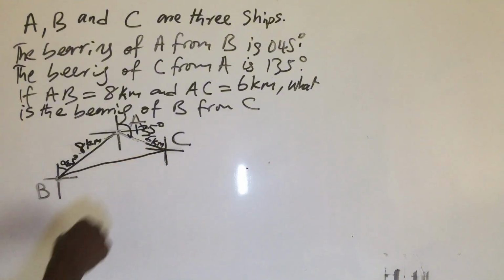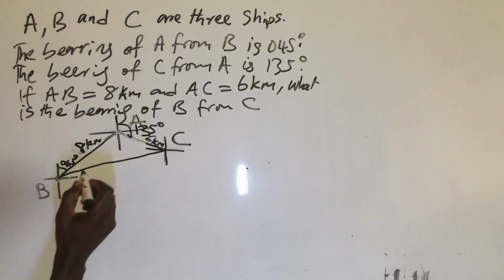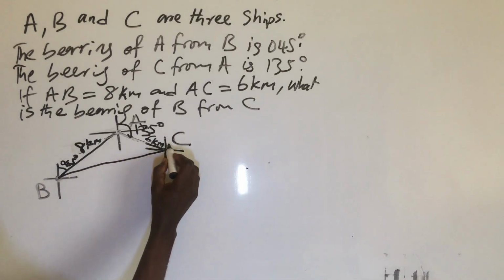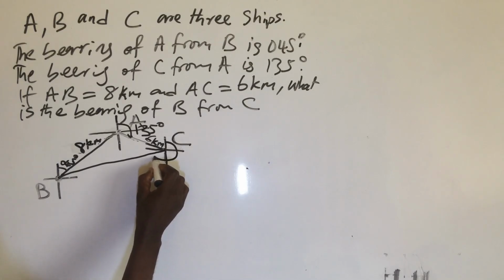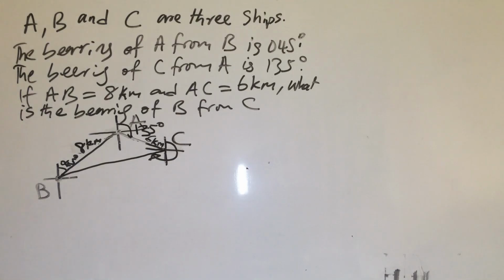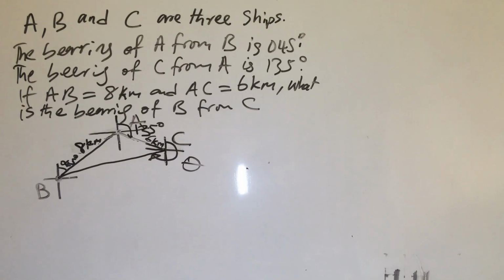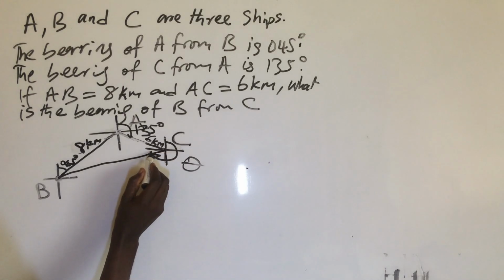This B now, what is the bearing from C? Meaning that it takes off from C. So the bearing is still in our clockwise direction. It means if B takes off from C, what is the bearing? They are now asking us from here to here. This angle is what they're asking us. That's the bearing they are asking us. Let us name it theta.